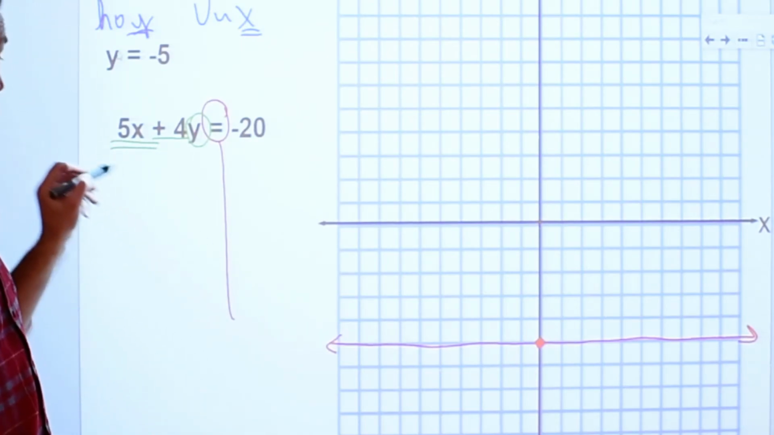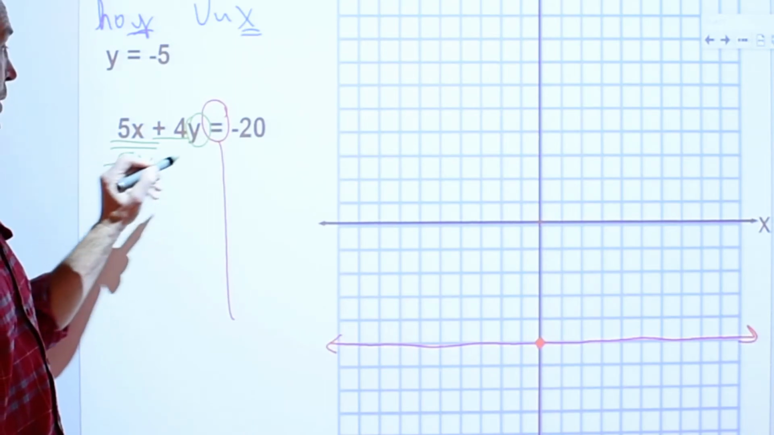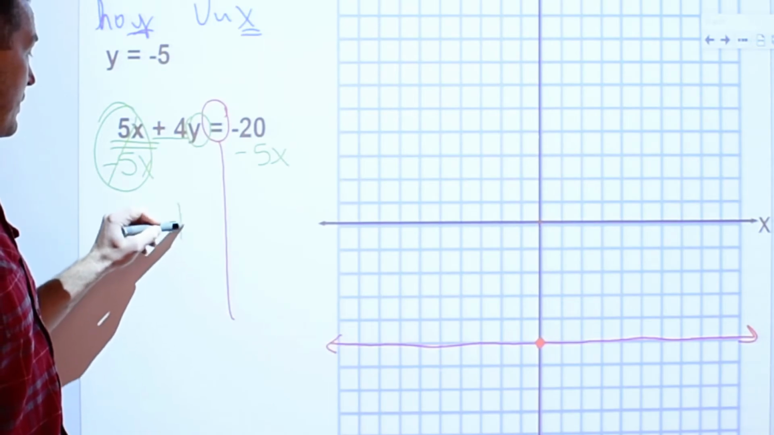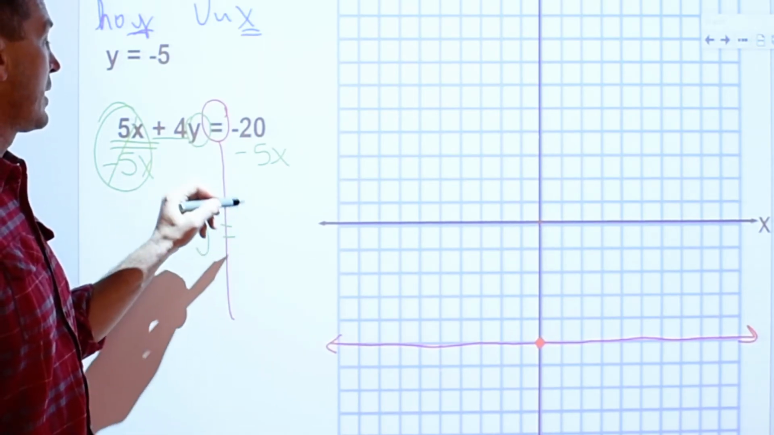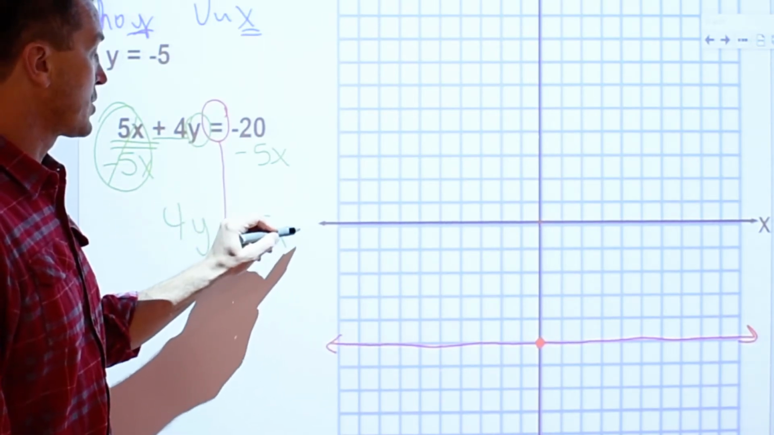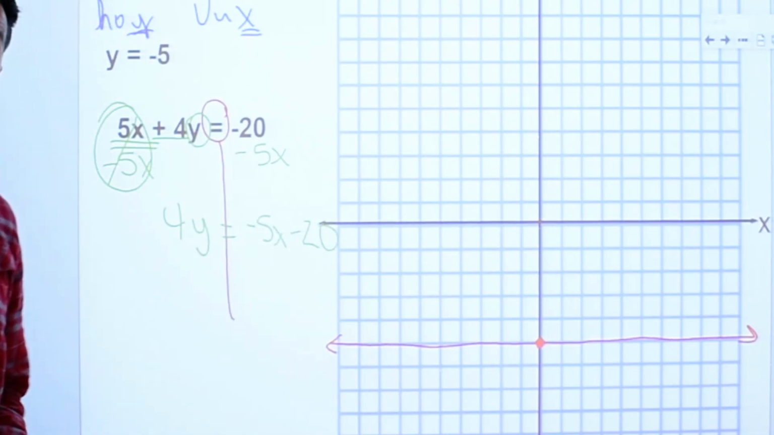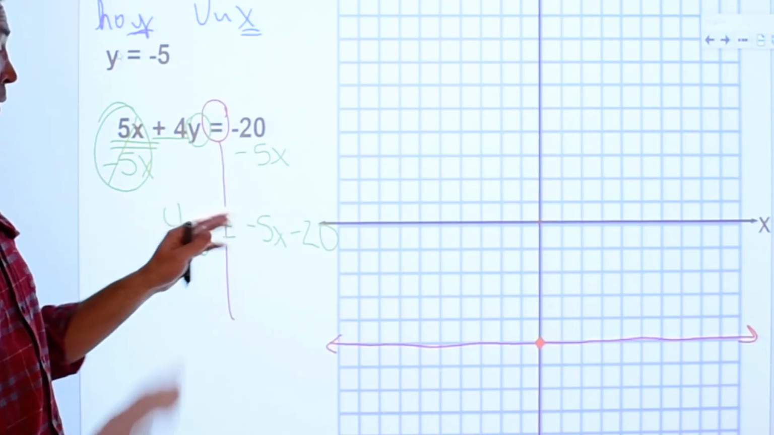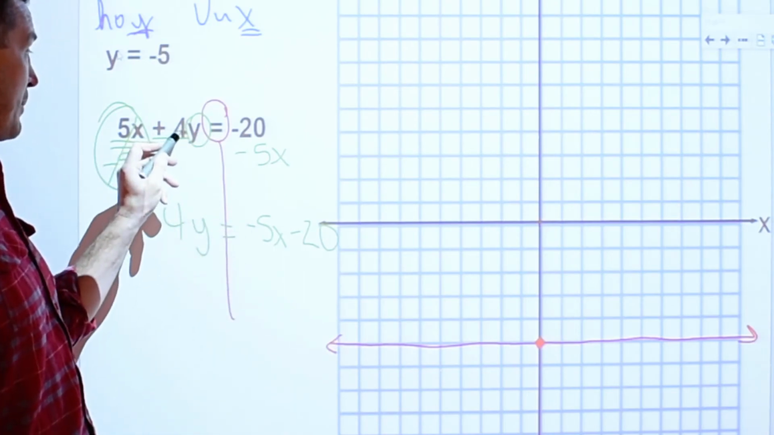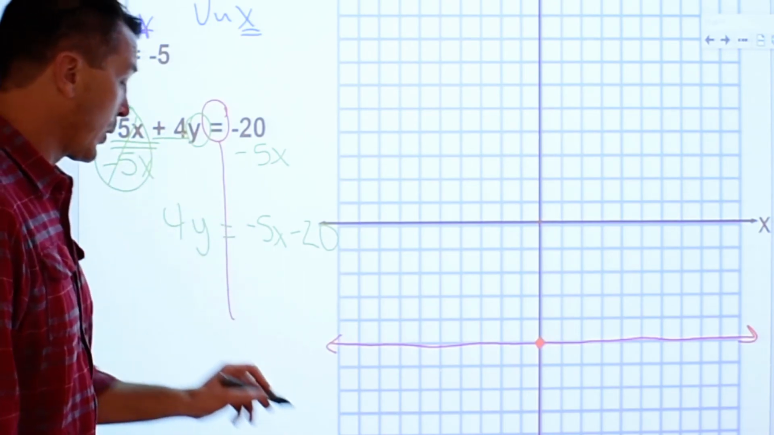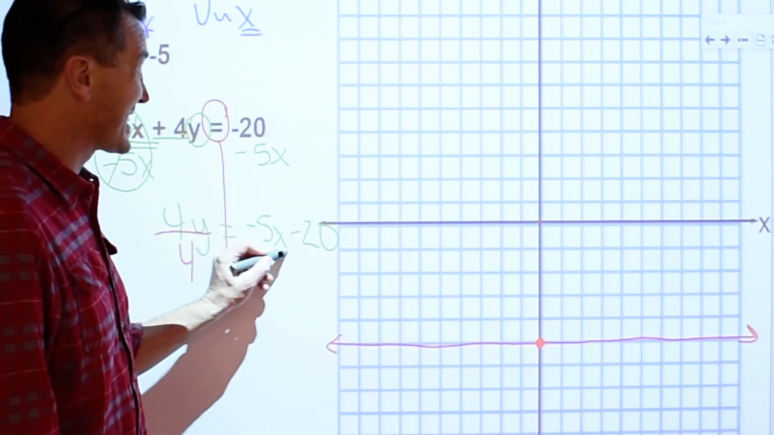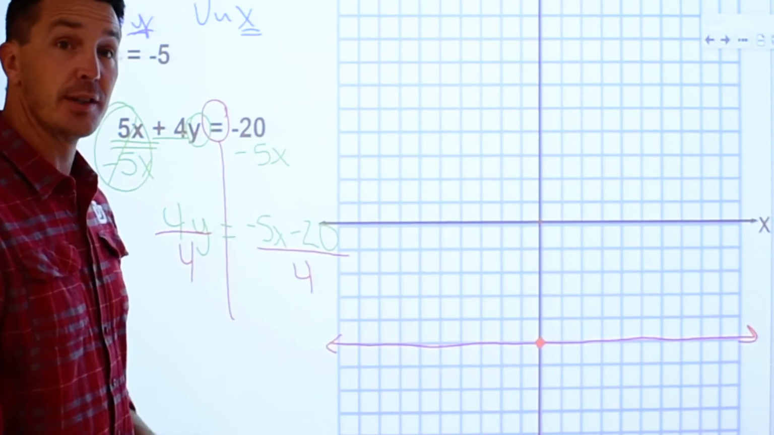To get rid of the constant, we're going to subtract 5x. If we do it to one side, we have to do it to the other. This is 0, and that leaves me 4y equals -5x minus 20, because we always put our variables before our constants. And now, I have 4y equals negative 5x minus 20, but remember I still have that coefficient of 4, so I'm going to divide this side by 4. If I do it to one side, I have to do it to the other side.